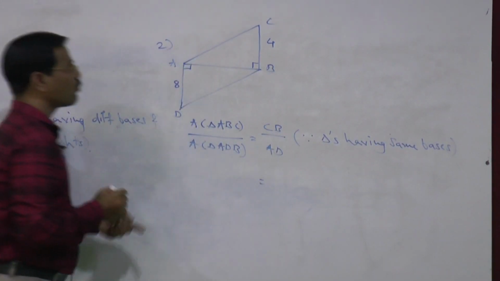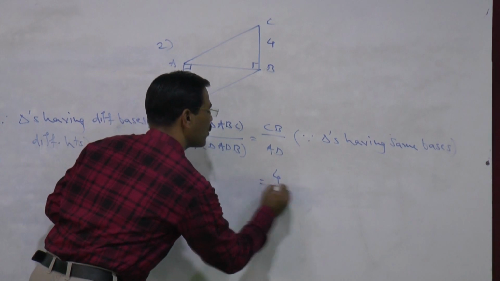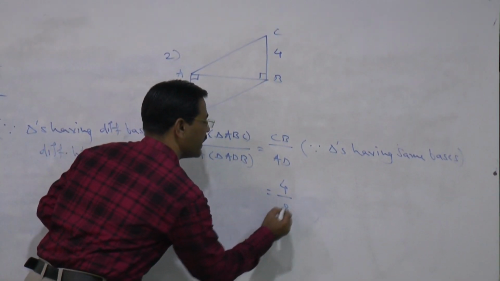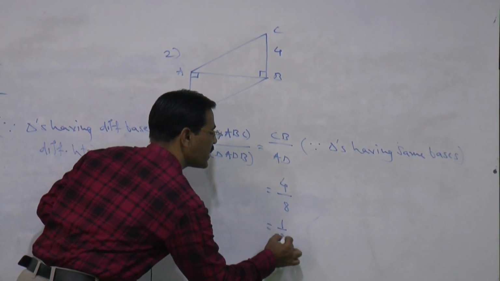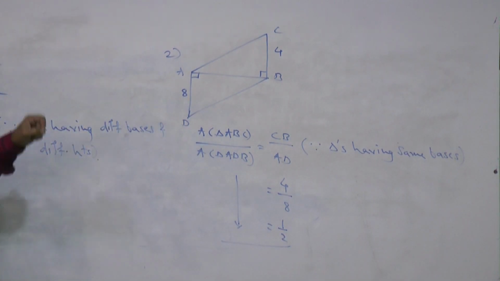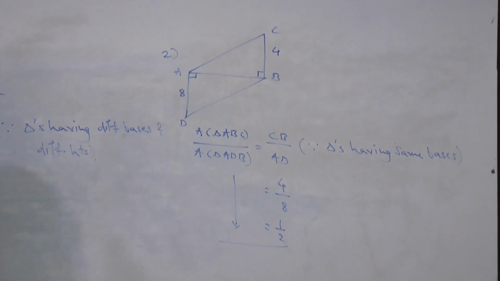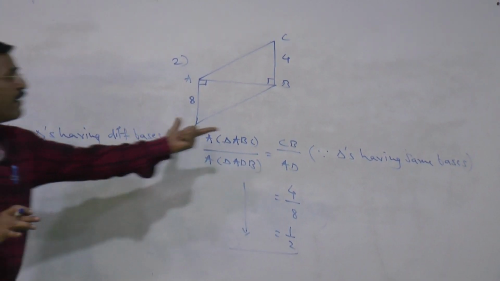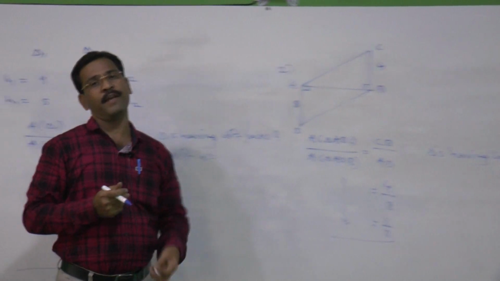Now I'll put the values. What about CB? Here it is 4. And what about AD, which is 8. So what do we get here? 4 ones are 4, twos are 2. Like this we can get the ratio of the areas of these two triangles. Okay, friends? Very simple. Only apply the correct properties. Try to explain or mention every time by which property we applied it.